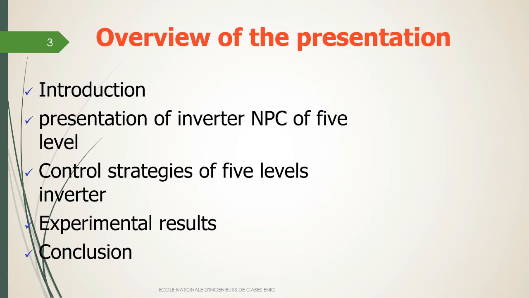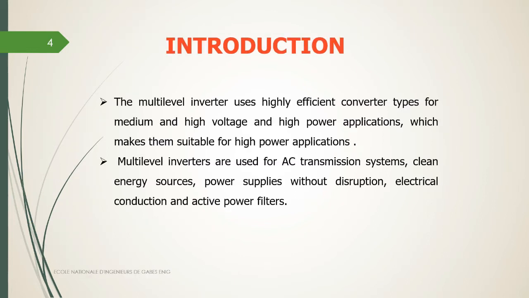The most popular topologies to realize multi-level inverters are the neutral point clamped NPC topology, the cascaded H-bridge CHB topology, and the flying capacitor FC topology. As we can see in the pictures, these are the NPC inverter, the FC inverter, and the third picture is the H-bridge inverter. Now we can move on to the presentation of the 5-level NPC inverter.